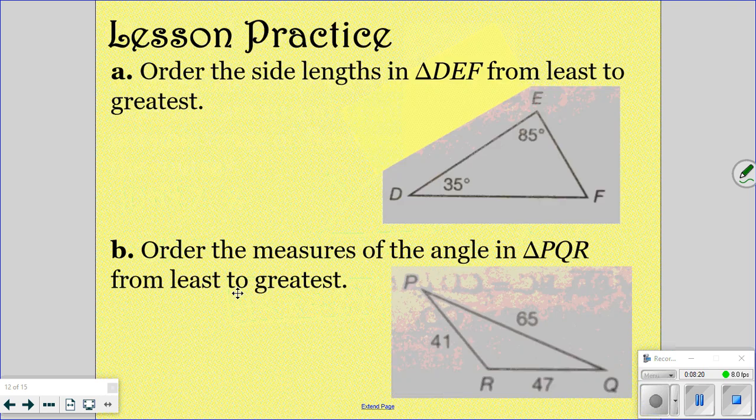Okay, so let's see if y'all can do these practice problems. And then y'all pause the video, and once y'all are finished, I'll go over them.